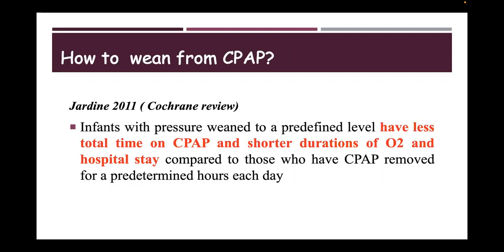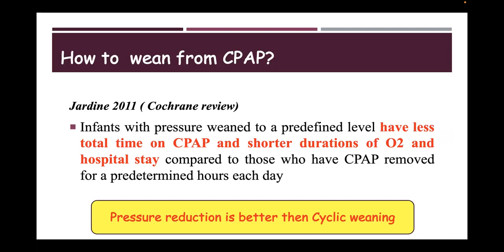Now coming to weaning from the CPAP, there are two methods. Either pressure weaning, where we decrease the pressures gradually, and once we are on pressures of 4 to 5, we wean off. The other is called cyclic weaning, where we give off time from the CPAP. That is, we remove the CPAP for a few hours, and this duration is gradually increased. When we compare these two methods, gradual pressure weaning is more beneficial. It decreases the duration of hospital stay and duration of oxygen. So pressure weaning is the preferred one.